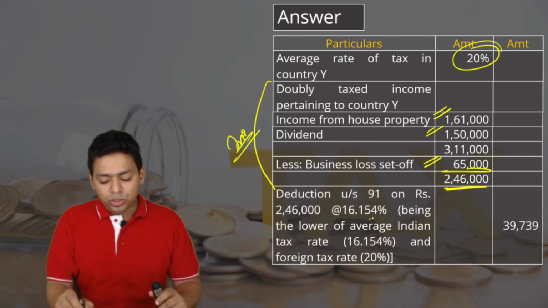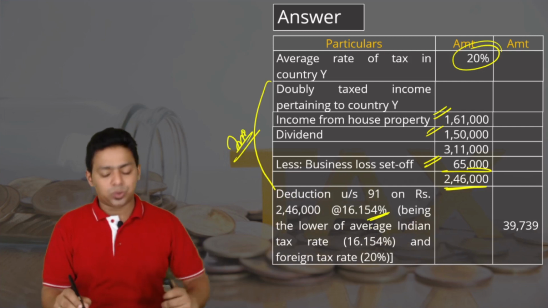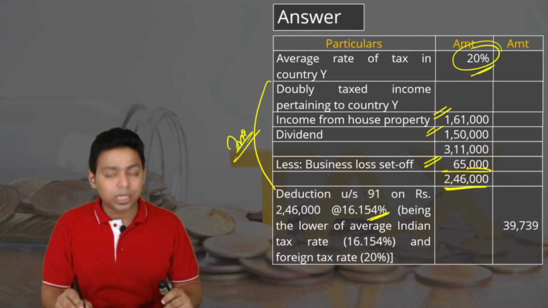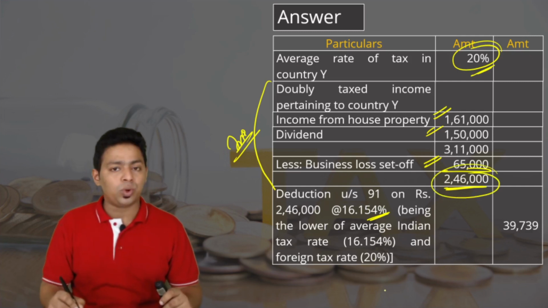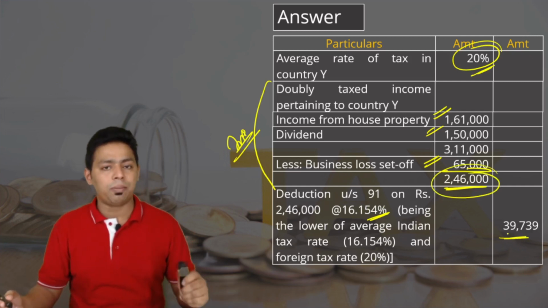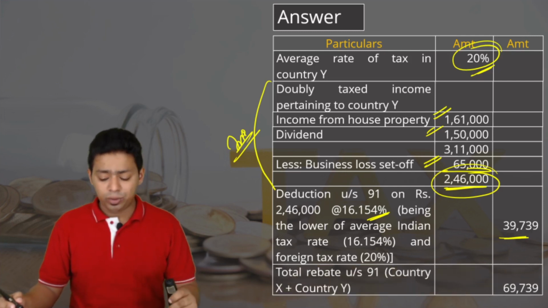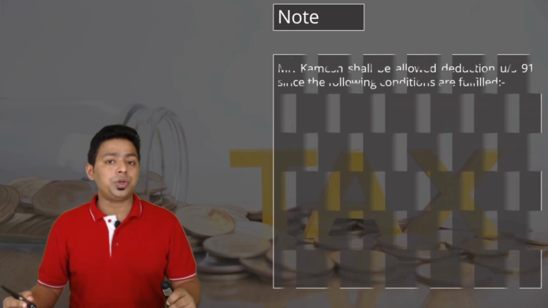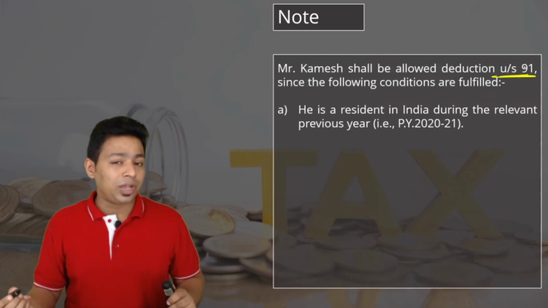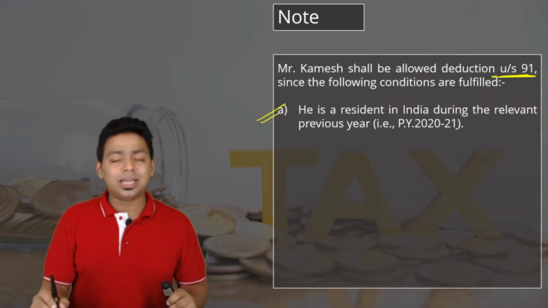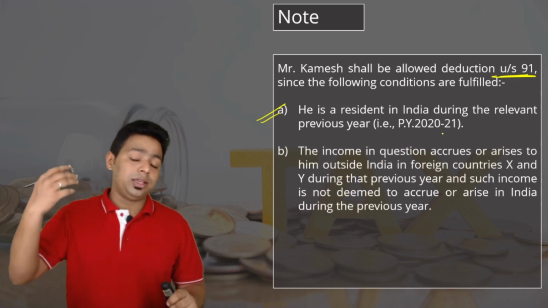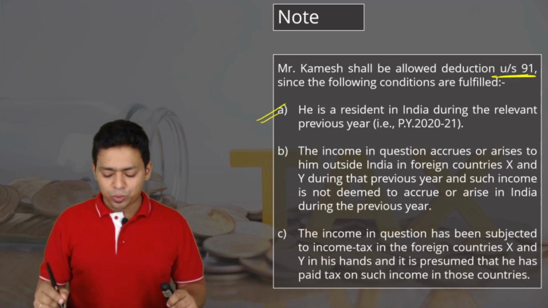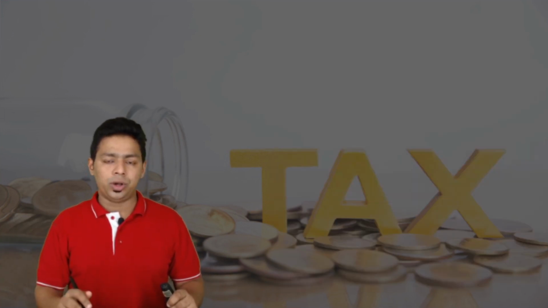You know the tax rate of India, average rate of tax was 16.154%, and here the average rate of tax is 20%, whichever is lower is 16.154%. On the doubly taxed income you have to apply this rate, and this is the total amount of relief that you will get under this question. Please practice this question one more time, and whenever section 91 comes, we have to write the basic conditions, that he is a resident in India and the income is not deemed to accrue in India. Please write those conditions and conclude your answer. Thank you.